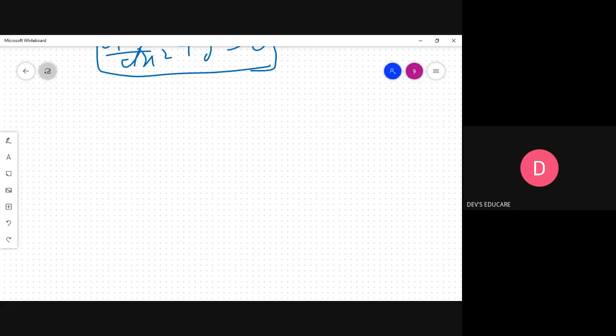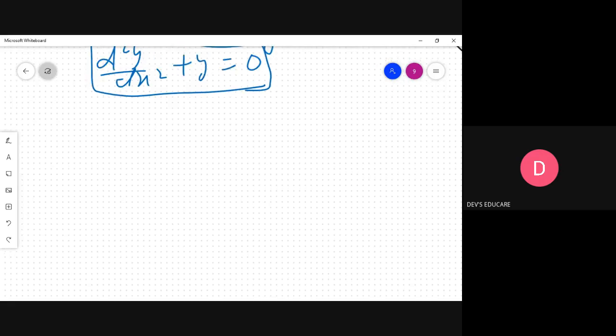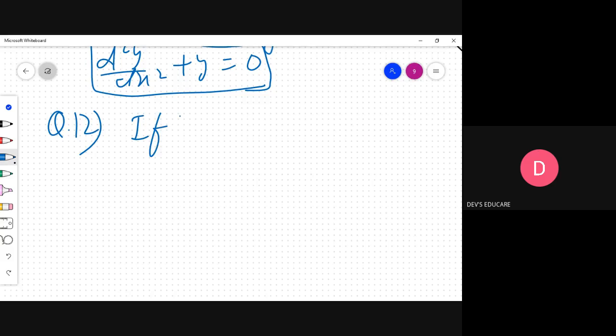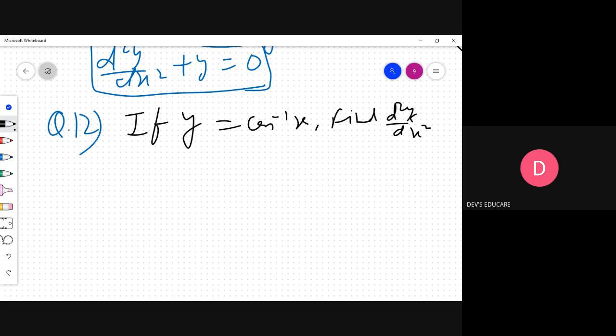Now, question number 12 is important, so you can mark it as an important question. Question number 12. If y equals cos inverse x, find d2y by dx square in terms of y alone. So y equals cos inverse x is given. Now here goes the solution.